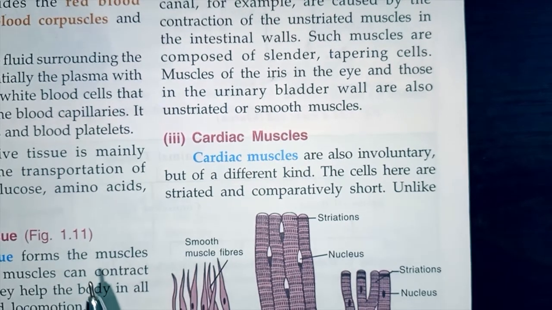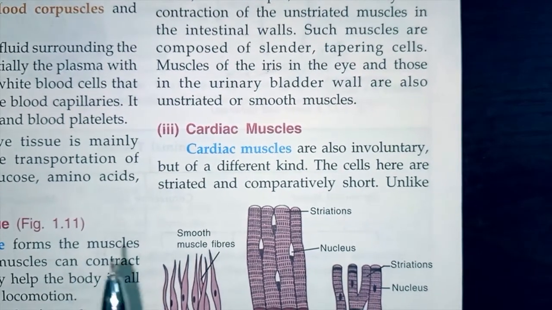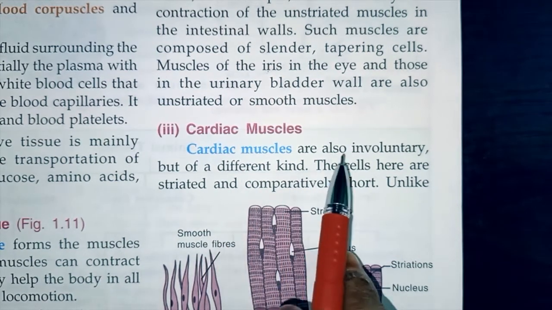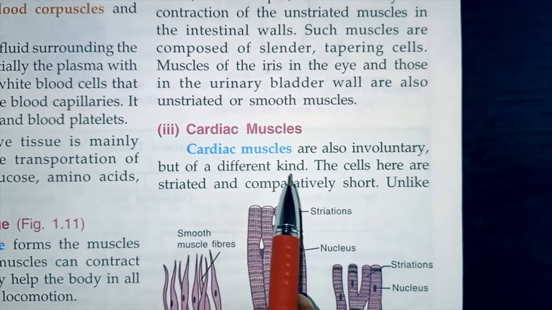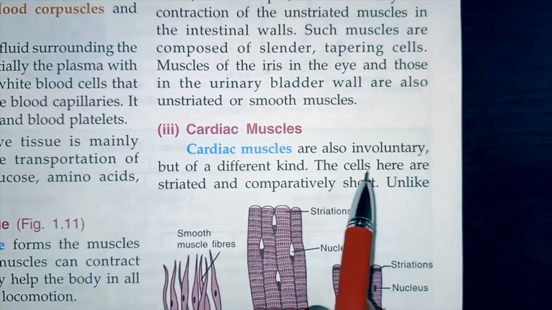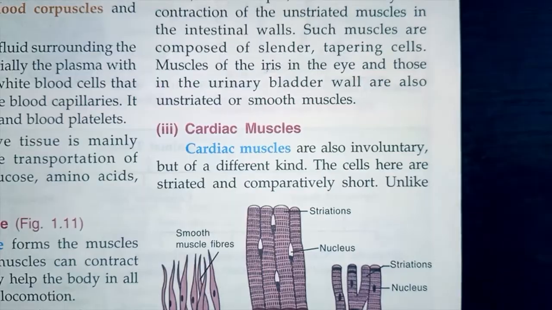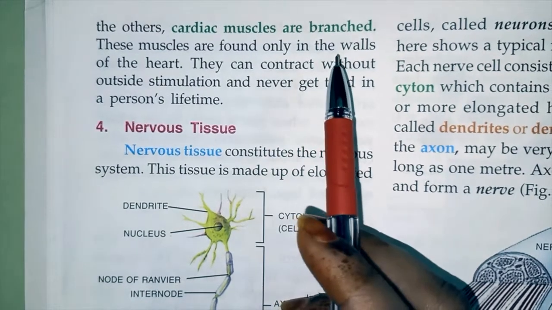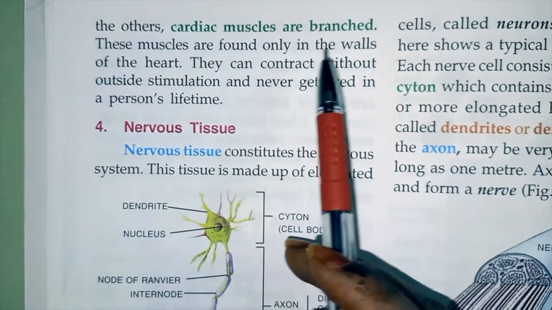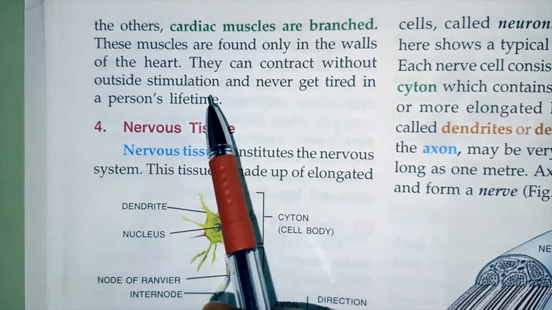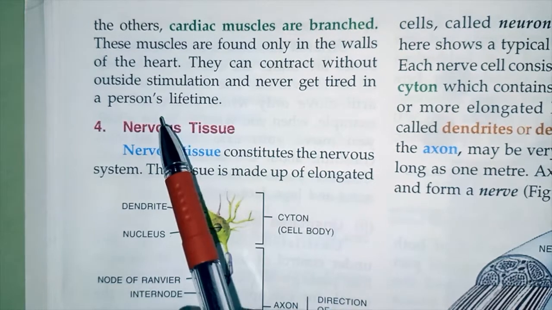Now number third is cardiac muscle. Cardiac muscles, where are they present? They are present only in the heart. Cardiac muscles are also involuntary but of different kind. The cells here are striated and comparatively short. Cardiac muscles are branched. These muscles are found only in the walls of the heart. They can contract without outside stimulation and never get tired in a person's lifetime.